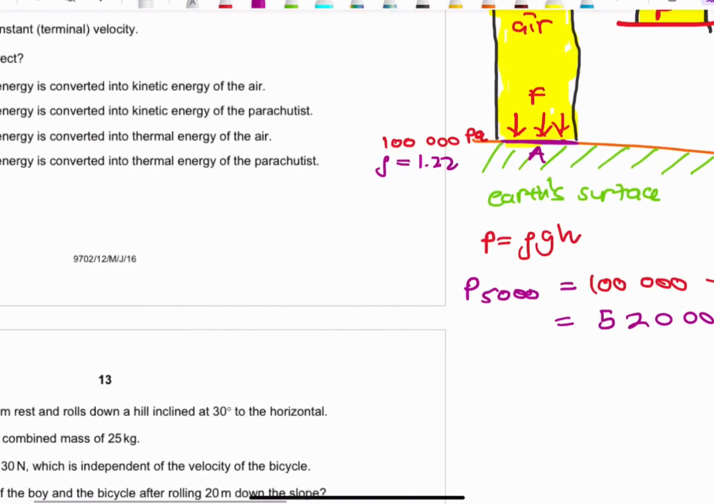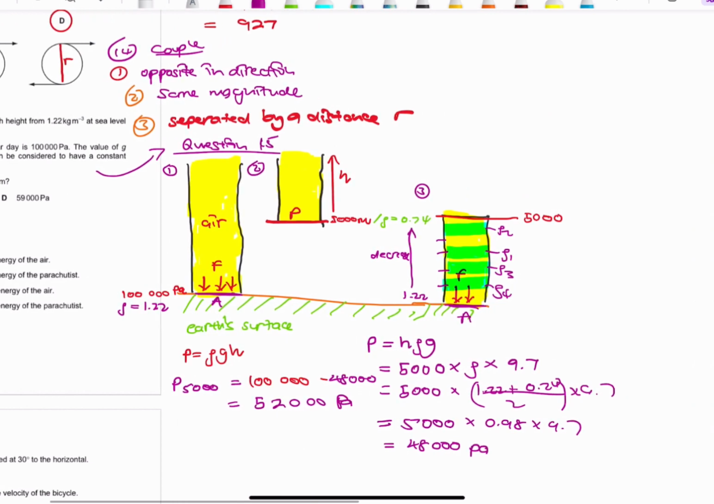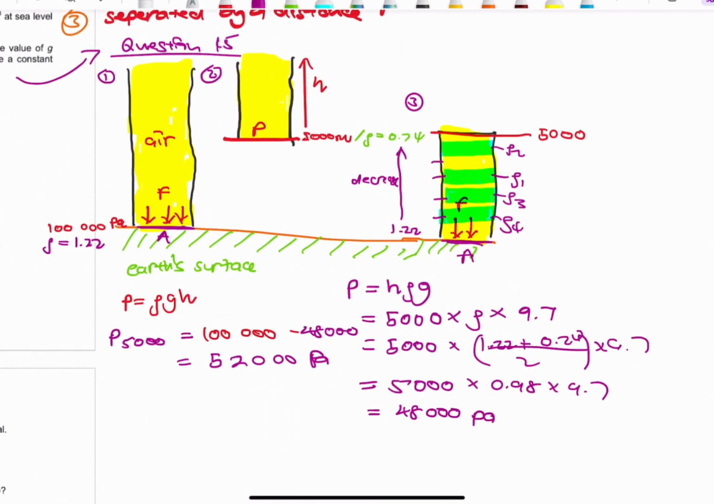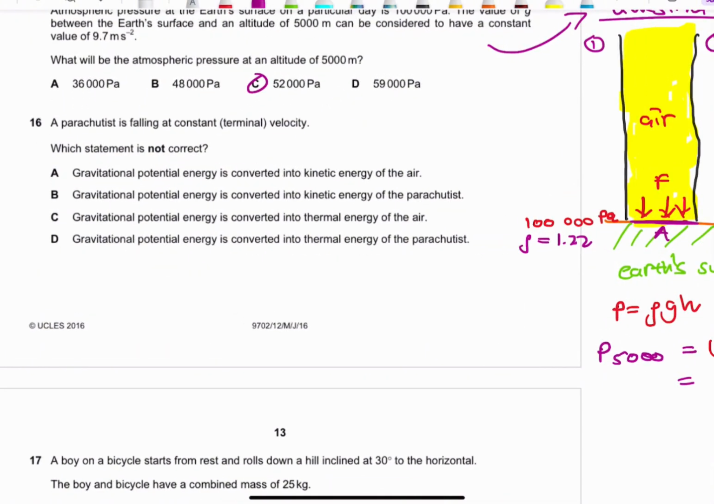52,000 pascals, and our answer will be C. Very important. It was a bit complicated, but if you just understand that pressure differs, right? And the hardest part here was understanding that this is the average density that I need to work with, right? Very important. Number 16, a parachutist is falling at a constant terminal velocity.